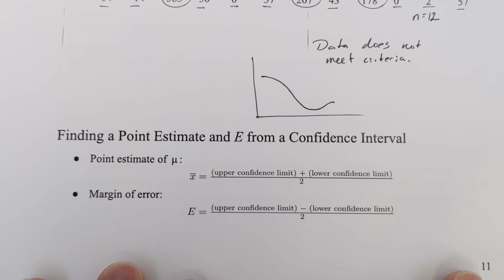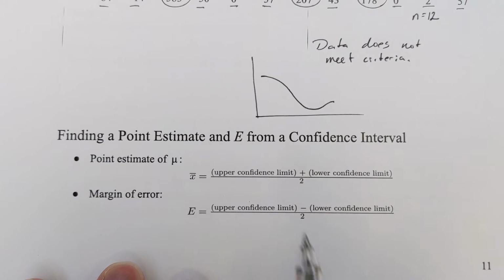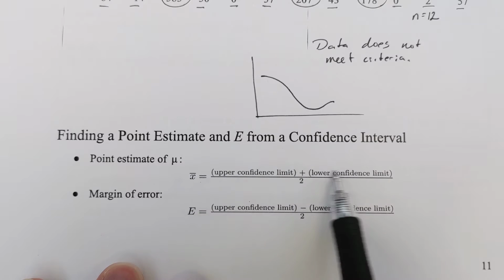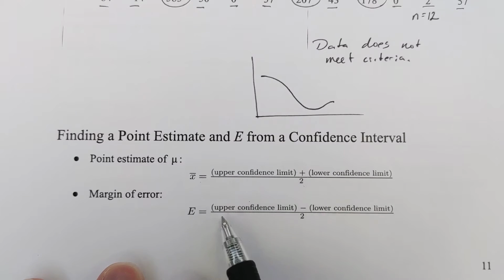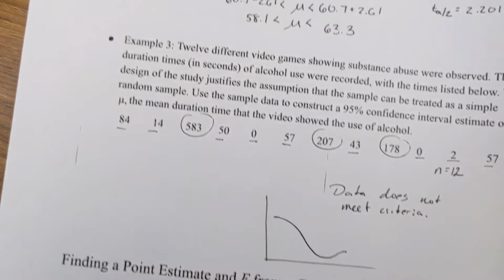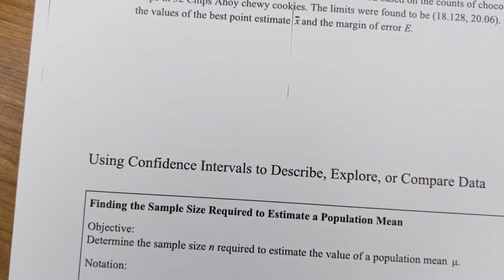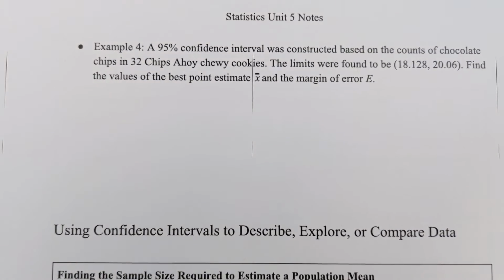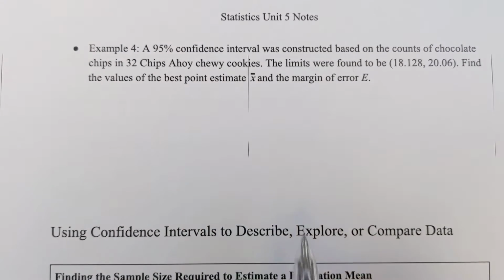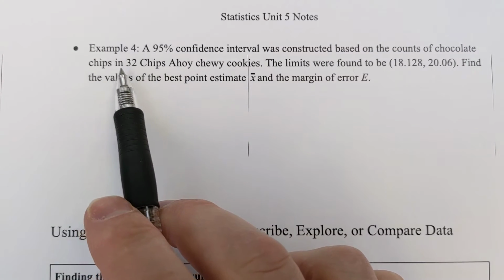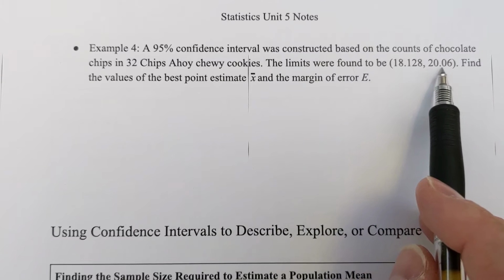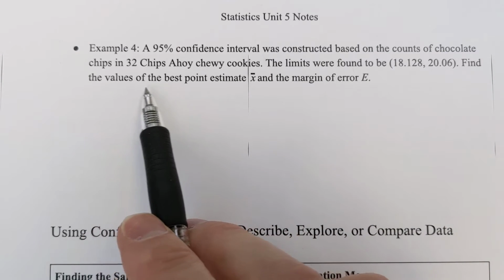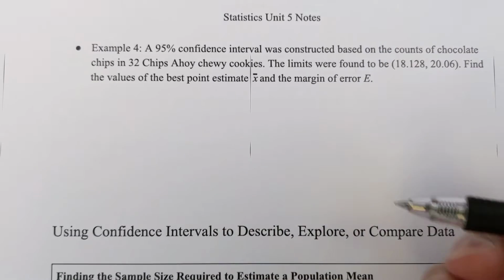All right, point estimates, we've talked about these before. So to estimate the average, you add the bounds, divide by 2. The error is the difference, divide by 2. So let's see here. Example 4, a 95% confidence interval was constructed based on counts of chocolate chips in 32 Chips Ahoy cookies. Limits were found to be 18.128 and 20.06. Find the values of the best point estimate x bar and the margin of error.